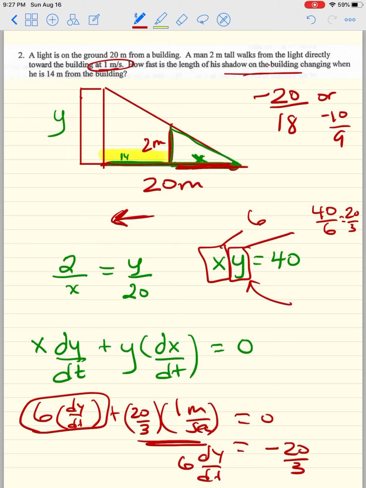It's negative because you're getting closer and closer to the building. So it's meters per second. So I hope that makes sense. For these problems, you're going to have to set up a proportion in order to figure out the rate of change.